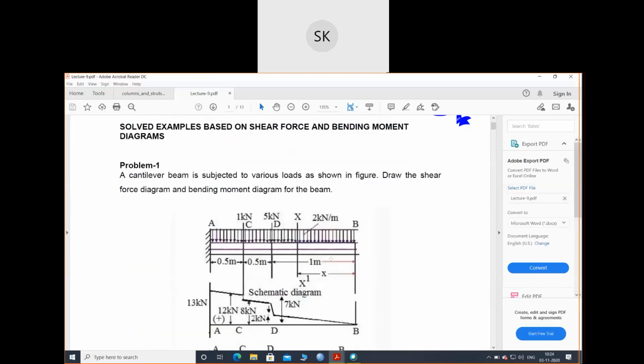Last class we discussed cantilever with one particular load, simply supported with one particular load. Now today we have discussed cantilever and simply supported with a combination of UDL and point loads. Please write your roll numbers in the chat box. I'm not sharing my screen anymore, so you can type in the chat box if you have any issues or confusion.